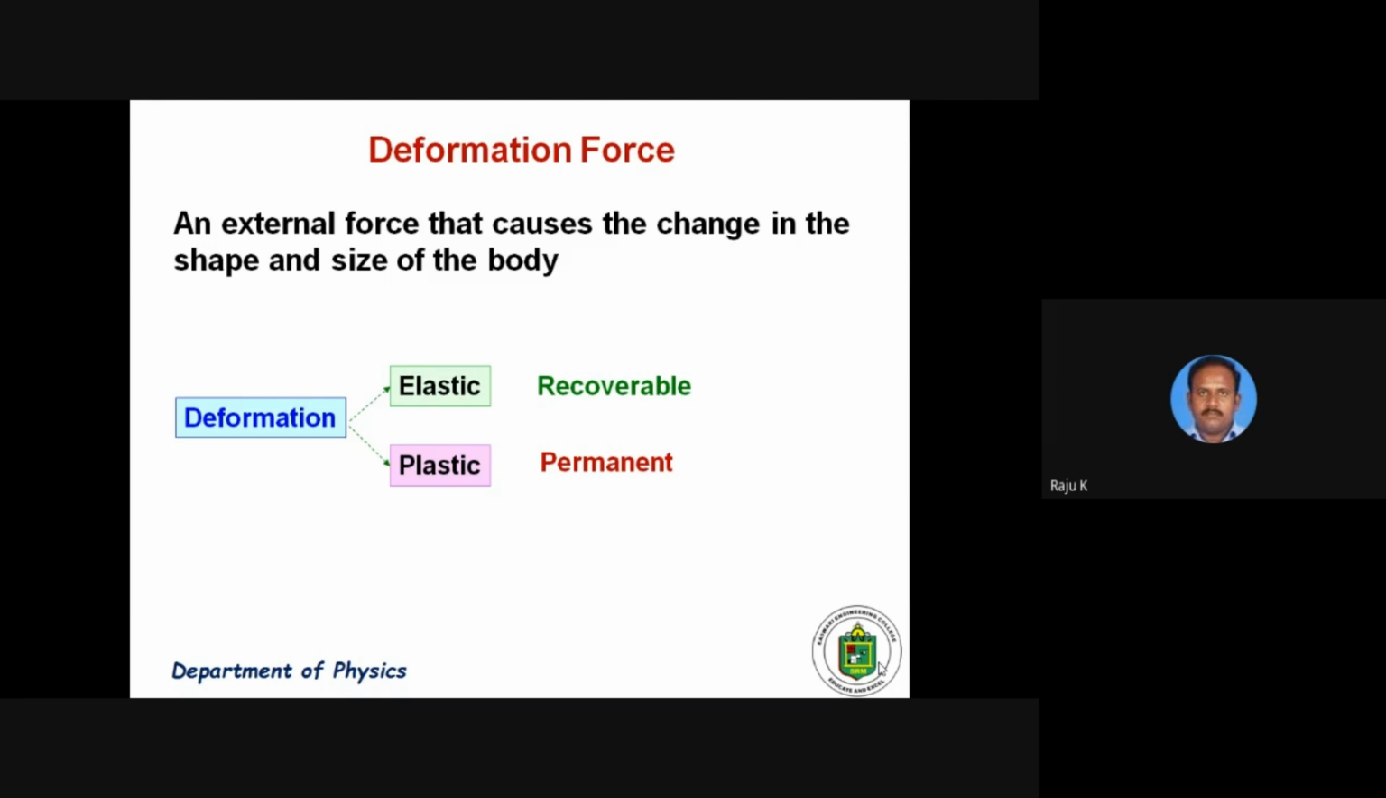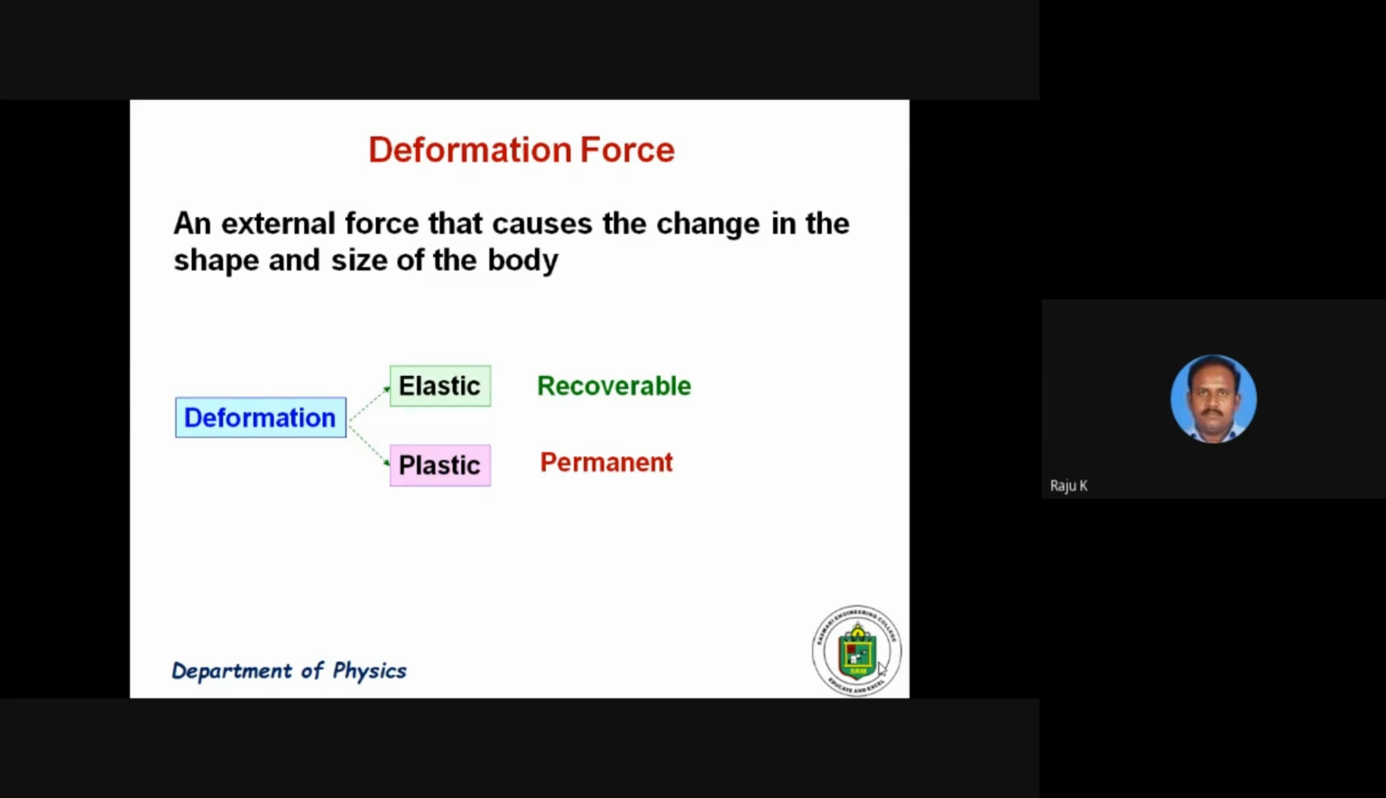Due to the deforming force, if the material has the ability to regain its original size, shape and position, then that is called an elastic material. Suppose they are not able to retain their original position after the removal of the deforming force, that is called a plastic material, which causes permanent deformation. So whenever an object is subjected to a deforming force, which causes some change in the size and shape of the material, an equal and opposite force also acts on the object, which brings it back to its original dimension.